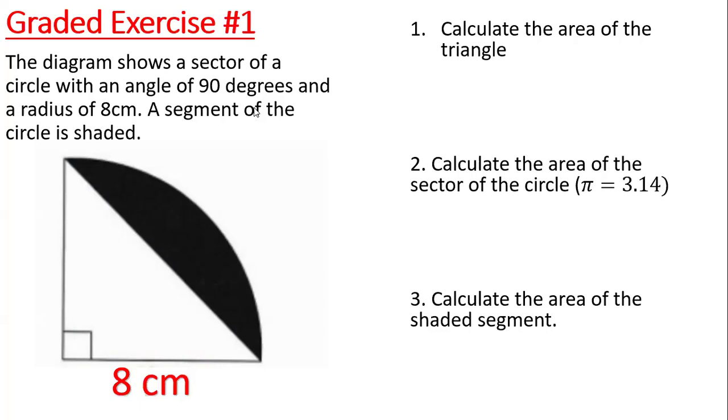Kamaya, read the question for me, please. The diagram shows a sector of a circle with an angle of 90 degrees and a radius of 8 centimeters. A segment of the circle is shaded. Calculate the area of the triangle. Calculate the area of the sector of the circle. Calculate the area of the shaded segment. Very good.